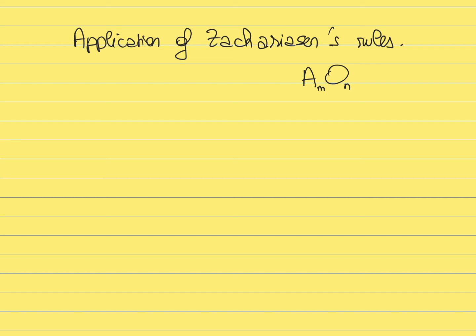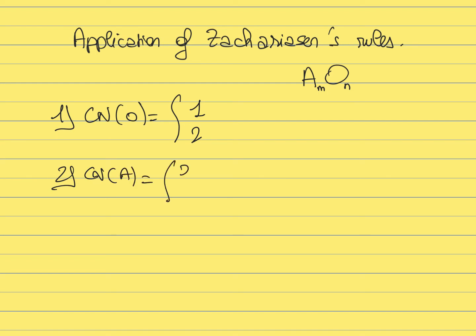As a reminder from the previous video, the four rules are as follows. First, the coordination number of the oxygen needs to be either 1 or 2. So the coordination number of the oxygen is either 1 or 2. It cannot be 3, and cannot be lower than 1 on average. Second rule, the coordination number of the cation needs to be 3 or 4. It cannot be larger than 4, cannot be lower than 3.